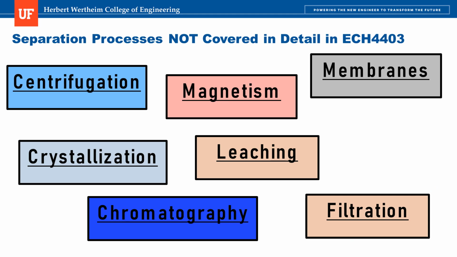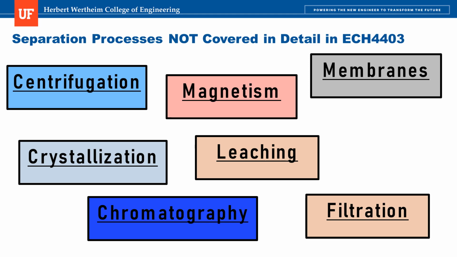I'd like to conclude this first video by briefly mentioning some topics that we do not cover in ECH4403. While these separation techniques are indeed important in chemical engineering, we don't cover these in detail because we simply don't have the time in a single semester. Additionally, some of these separation techniques are somewhat straightforward and easy to learn as needed. Magnetism, for example, is an example of such a straightforward technique. Either something is attracted by a magnet or it is not. There is no mathematical theory behind that.